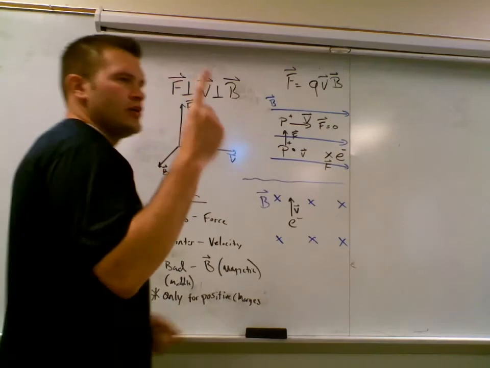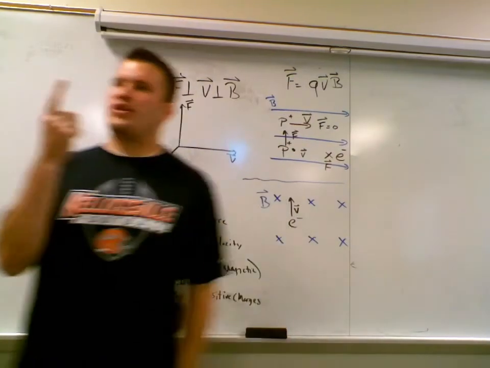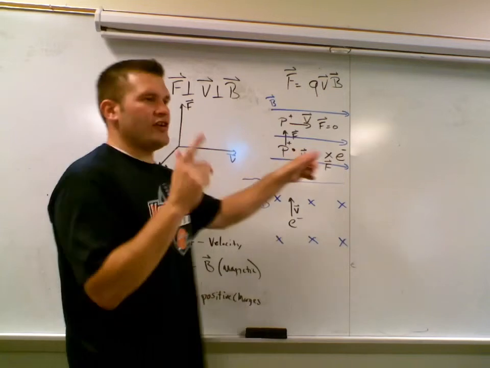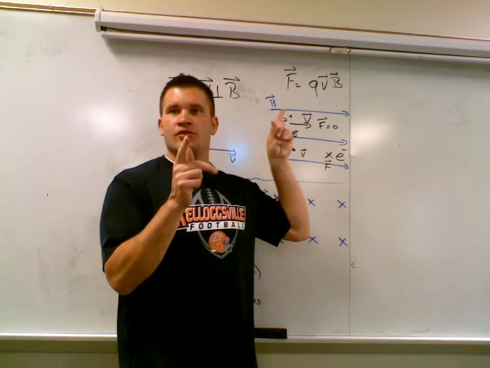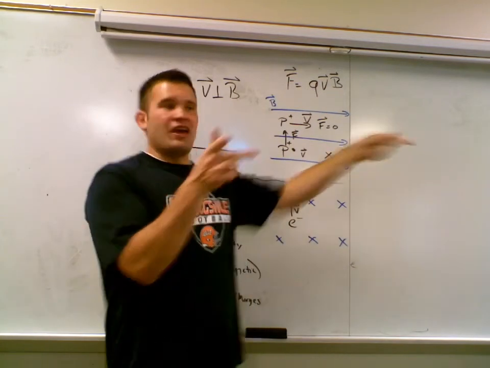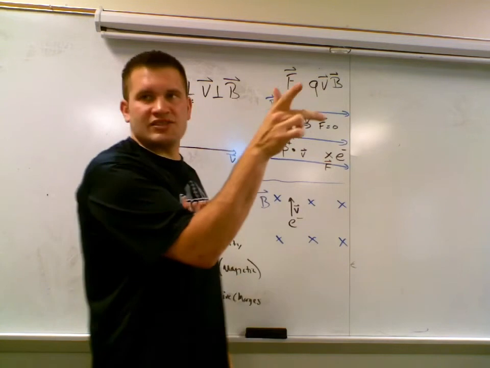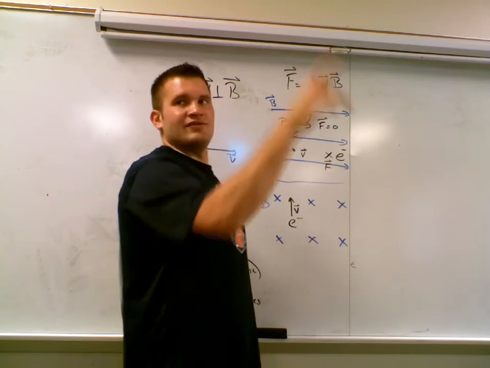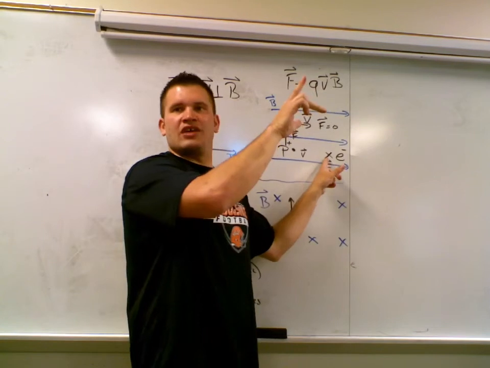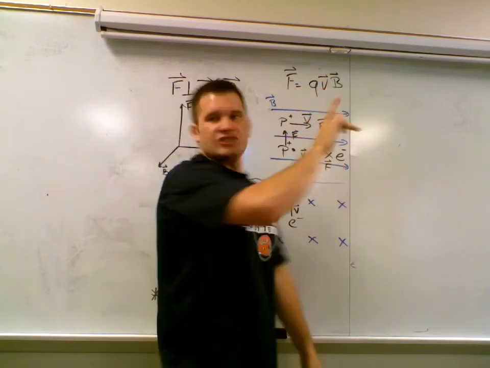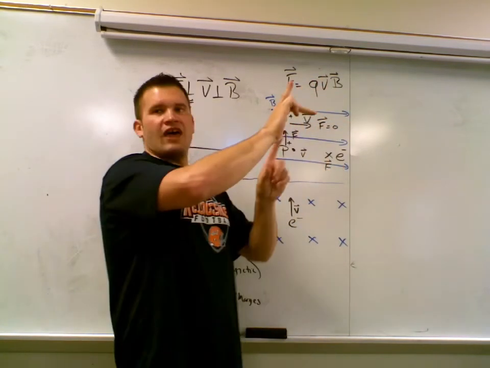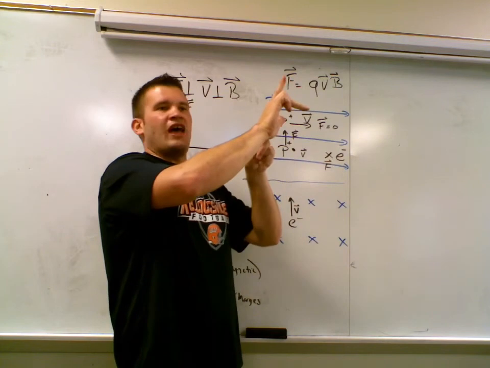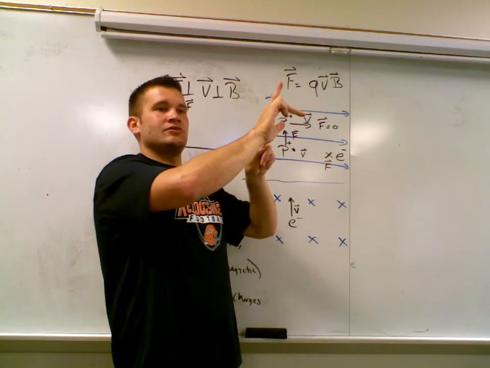Pointer. So I want to figure out which way my pointer finger points when my bad finger points to the left, and my thumb points into the board because it's an X. It means the arrow's going away, right? So here's my right hand rule. Bad finger left, thumb into the board, velocity is up.